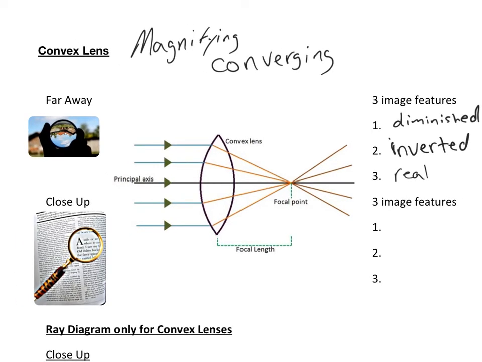If you're close up, you're acting like a regular magnifying glass, and so of course it magnifies the object. And then it also keeps it upright. And then it is a virtual image. You would never be able to cast this onto anything. Okay? Again, we're not going to be too worried about the real and virtual part right now, but if you can get the magnified or upright part.